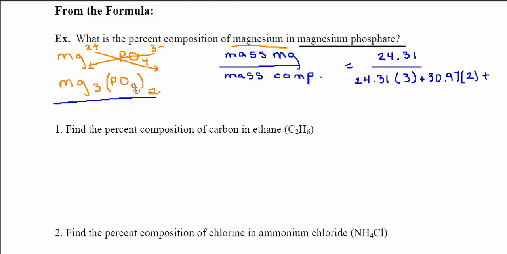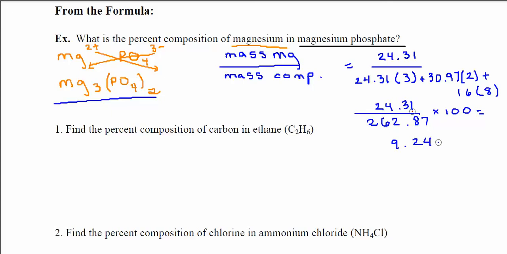oxygen's average atomic mass times however many oxygens you have here, which is 8, because there's a 4 here and a 2 here. Its average atomic mass is 16.00 times 8. Actually plug it into your calculator. What you get is 262.87. You put the average atomic mass of magnesium up top, which is 24.31. You multiply that by 100. When you calculate 24.31 divided by 262.87, multiplied by 100, you should get 9.2479. This has 4 significant figures, so I'm going to round this to 9.248%. And that's how you find the percent composition just using the formula.